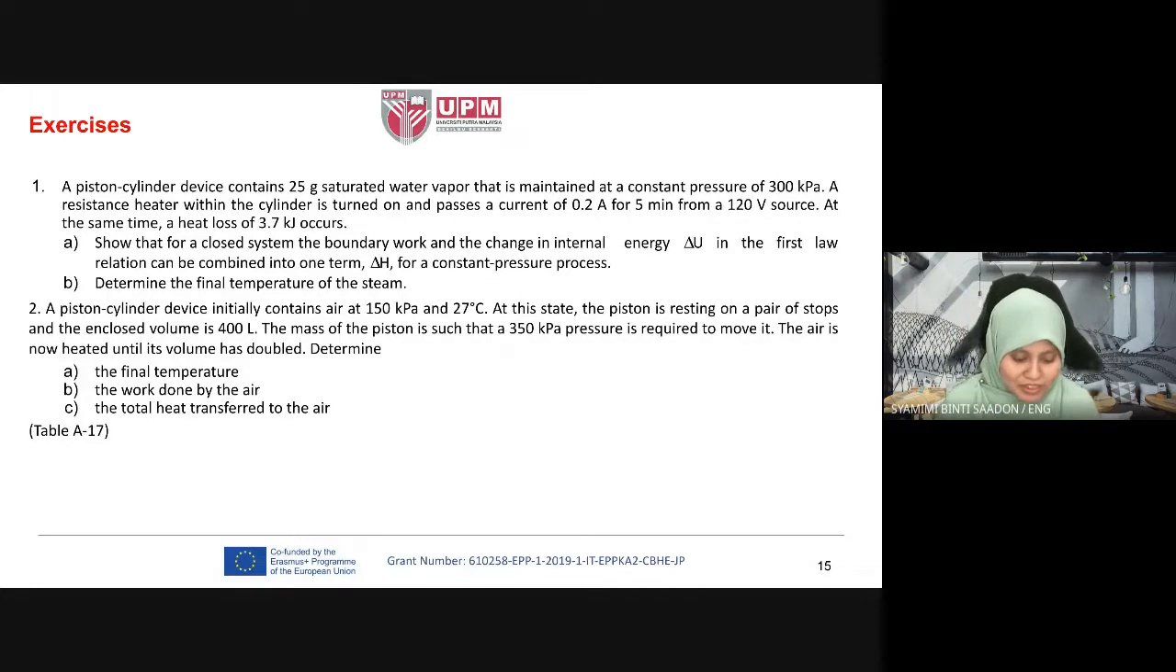Okay, so try to analyze this problem to understand first.